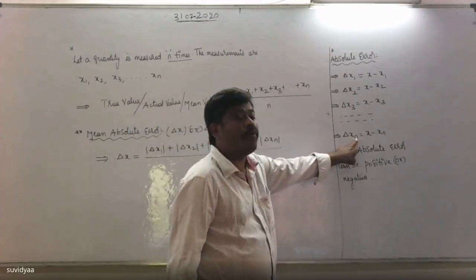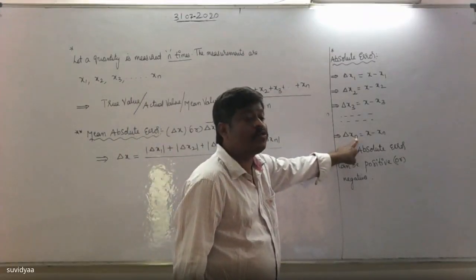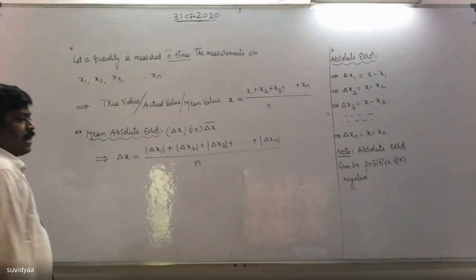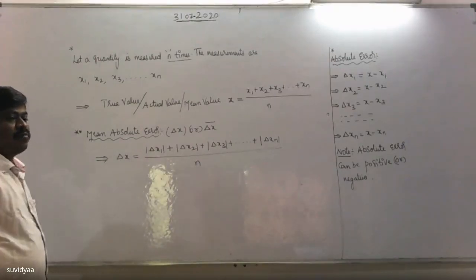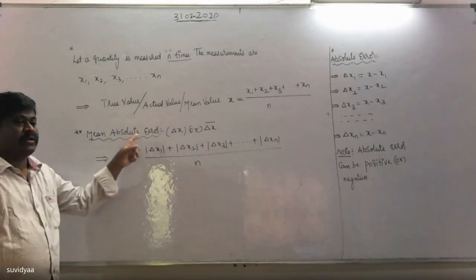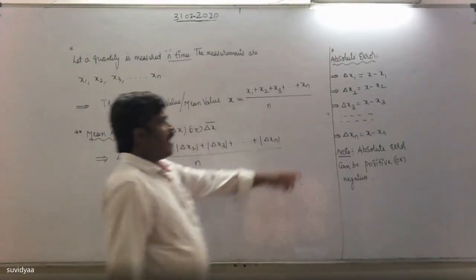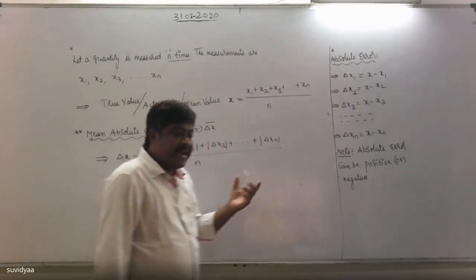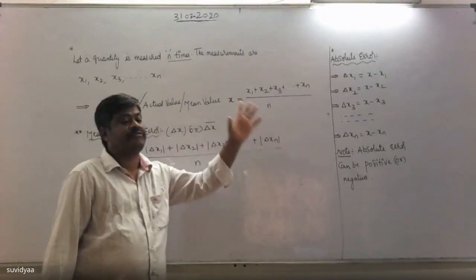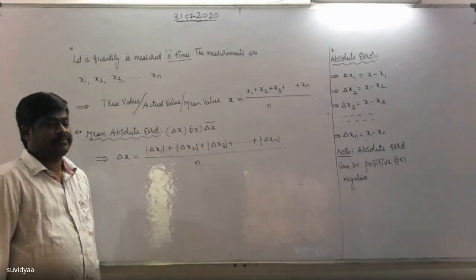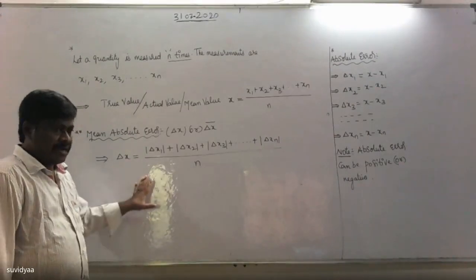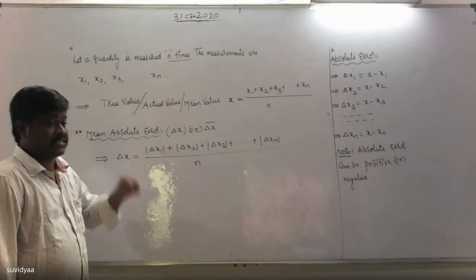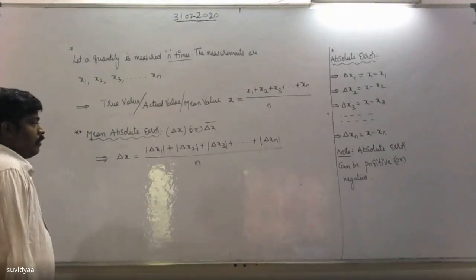N readings. How many measurements? How many measurements you took? N measurements. That's why divided by N. Understood? So this is the formula for mean absolute error. Simple. Take the magnitudes of absolute error divided by number of absolute errors. Formulas are important. Most important formulas. Understood?